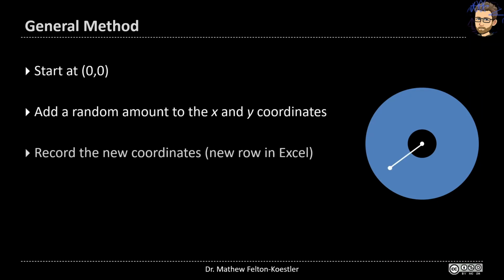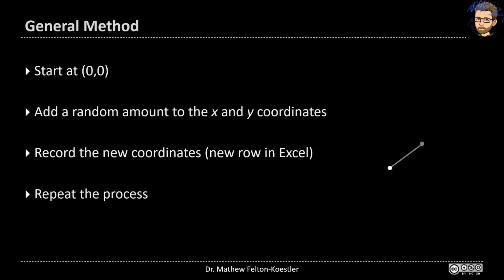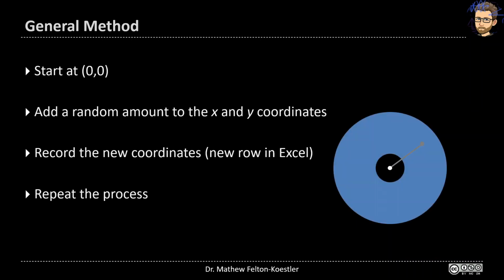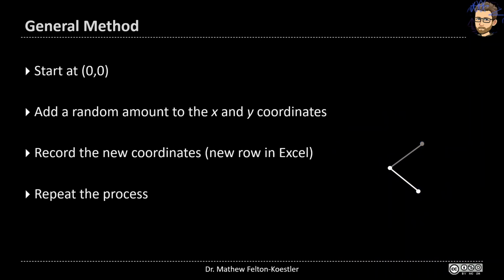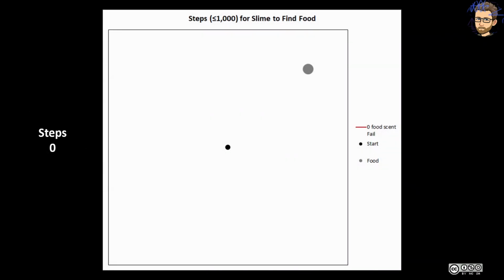I had Excel record the new coordinates, and then I would repeat the process. For the next step, I would be starting with the second dot, and I can grow to anywhere within this new ring, so my slime might grow out to here, for example. This would show the first two steps of the growth of my slime. Each new step in the growth process is represented by a new row in Excel, so my spreadsheet has about 1,000 rows to show 1,000 steps of growth. Let's look at an example.